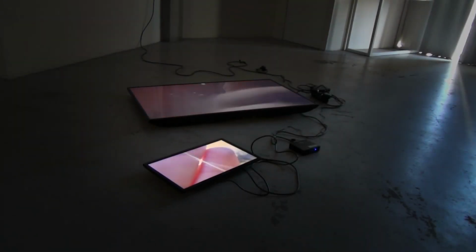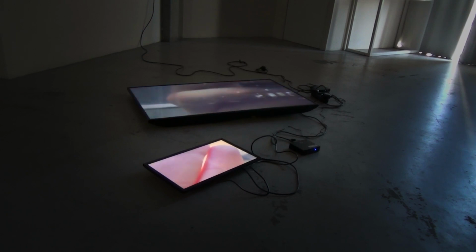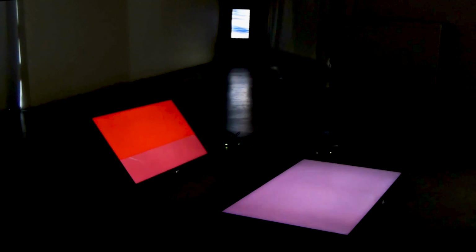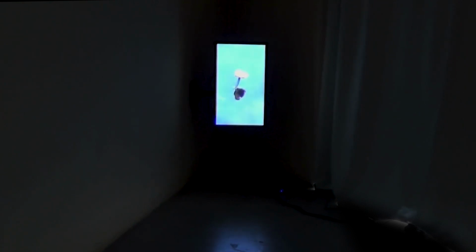So there's screens scattered around two spaces. Some of them are in clusters on the floor, laying flat on the floor. And some of them are attached to the wall on a very low level. By putting them in this position, they become also an object on itself. And so they also create a sort of sculptural installation in the space.